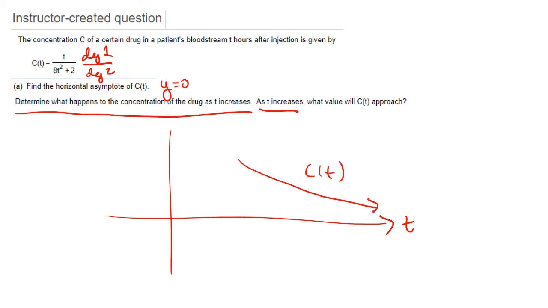That is what is happening to the concentration of the drug. As time goes on and on and on, the concentration is getting smaller and smaller and it's approaching 0. This is what we hope happens, that eventually it just gets passed out of your bloodstream and gets smaller and smaller with time. It would be a bad thing if the horizontal asymptote was a positive number.